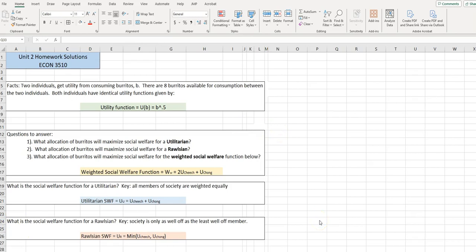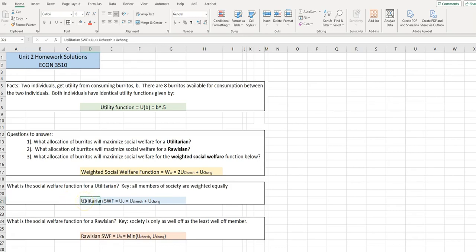So given that relationship between consumption and happiness, now let's move on to some of the different philosophies of social welfare and the equations that they imply, the social welfare functions. So utilitarians, question number 1 deals with utilitarians. They believe that all members of society should be valued equally, implying we should just simply add up all of the individual utilities to arrive at social welfare.